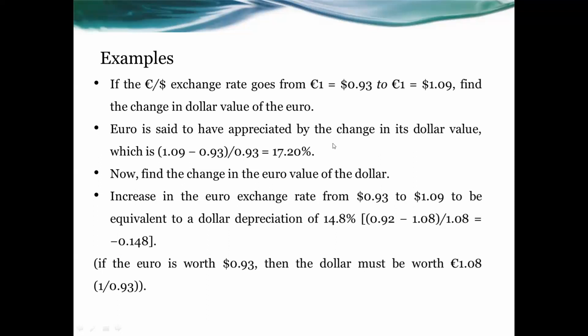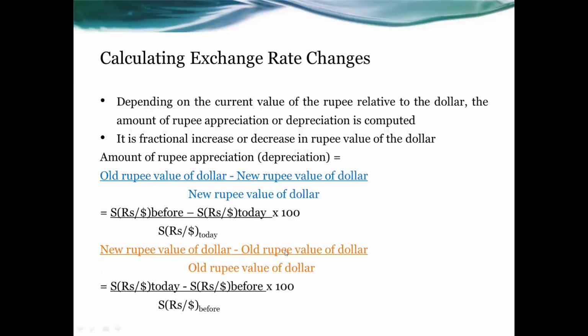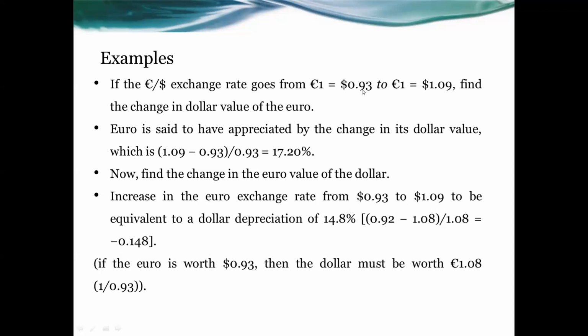Here the euro is appreciated against the US dollar. That's the meaning. So based on this formula, new value minus old value divided by old value, if you take it the other way, old value minus new value divided by new value, that is old value 0.93 minus 1.09 divided by new value 1.09. What can you get?